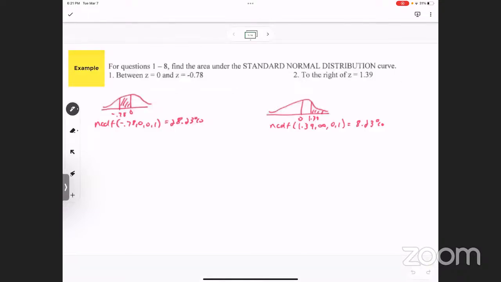All right, so find the area under the standard normal distribution curve between z equals 0 and z equals negative 7.8. So this is called z-score, right? And remind me what your teacher talked about or what you've learned about z-score so far.